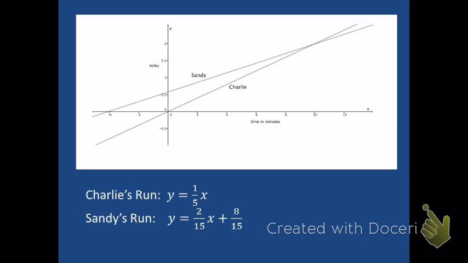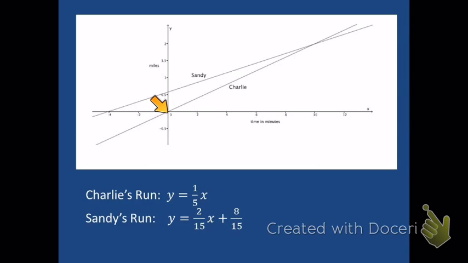Okay, so on this grid are graphs of Sandy and Charlie's runs. I've written the equations down below, so you can see that on this graph, at time 0, Sandy has already gone slightly more than half a mile. And Charlie has gone nowhere because, remember, this is time, which we always put on the horizontal axis. Distance traveled is on the vertical axis.